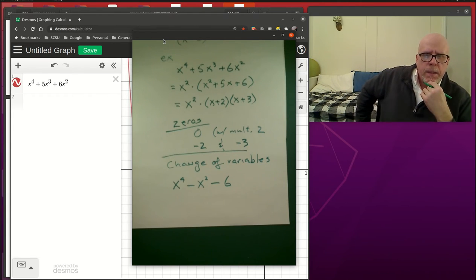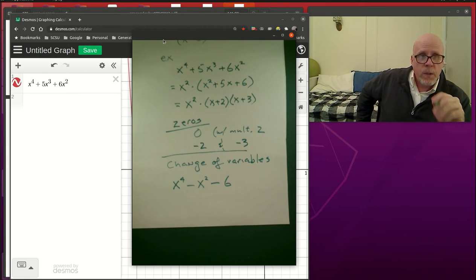That is degree 4, so not so obvious. I could try to figure out where it might have zeros using the tools we talked about, like the rational roots theorem. The leading term is 1, so that's nice. The constant is 6. And the factors of 6 are 1, 2, 3, and 6. So we might have zeros at plus or minus 1, plus or minus 2, plus or minus 3, and plus or minus 6. Those are places where we could find the zeros.